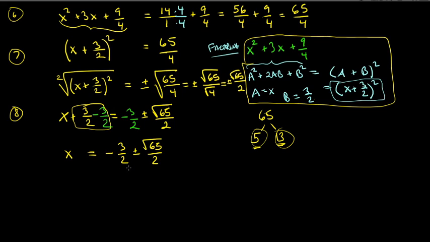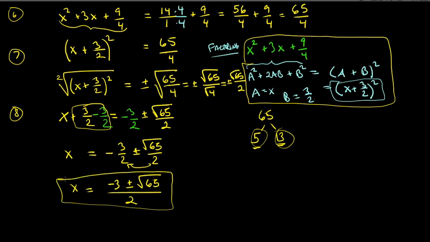Notice that these two fractions have a common denominator. So that means you can add, or in this case, add and subtract, the numerators. So we get negative 3 plus or minus the square root of 65 all over 2. And those are our solutions, right? Those are our solutions. If you write them separately, that's okay too. You get negative 3 plus the square root of 65 all over 2. And then for the negative, you get negative 3 minus the square root of 65 all over 2.